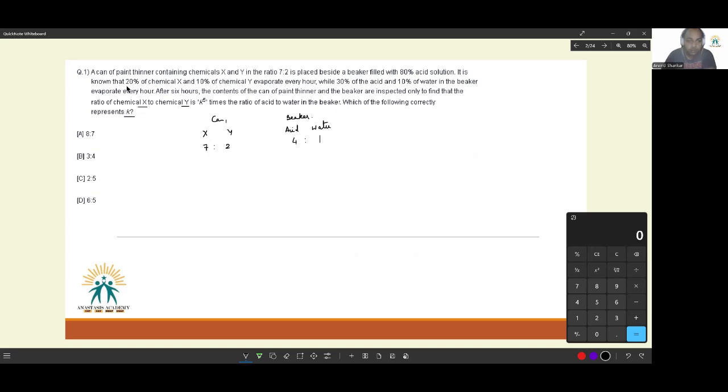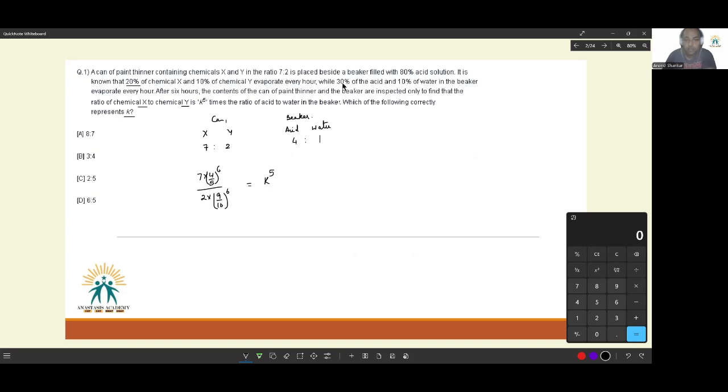Okay, so 20% of X gets evaporated, 20% goes away. So what remains is 4 by 5 of X. So 7 into 4 by 5 raised to the power 6, by 2 into, 10% goes away every time, so what remains is 90%, so 9 by 10 raised to the power 6. This ratio is K to the power 5 times acid to water.